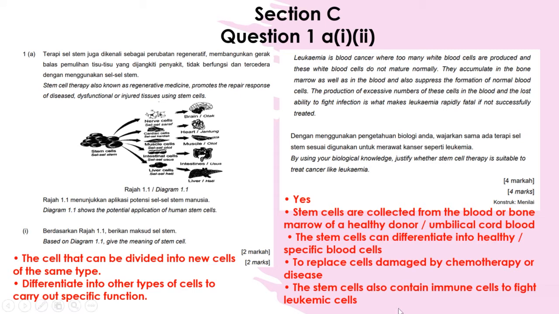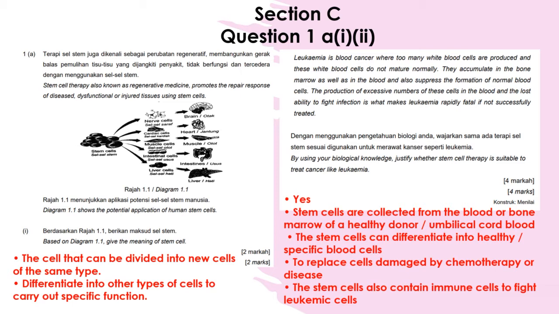Okay, so by using your biological knowledge, justify whether stem cell therapy is suitable to treat cancer like leukemia. Justify means that you have to analyze whether it is suitable or not. If you think that stem cell therapy is suitable, you have to give points to support your choice. So you have to choose whether you agree or not.